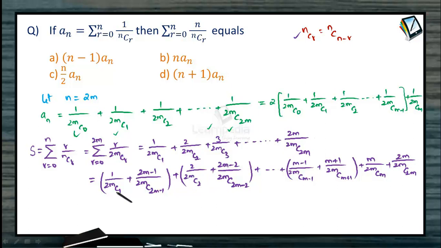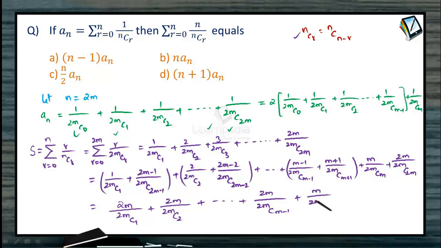Now as the denominators are both equal, the numerator values get added up, leaving us with 2m by 2mC1 plus, here also 2mC2 is equal to 2mC2m minus 2. So this will also become 2m by 2mC2 plus so on up to the middle terms. When we add up, that would again leave 2m by 2mCm minus 1, plus the last two terms remain as they are, m by 2mCm plus 2m by 2mC2m. If you see all the terms, the numerator is 2m. So let's collect 2m common.